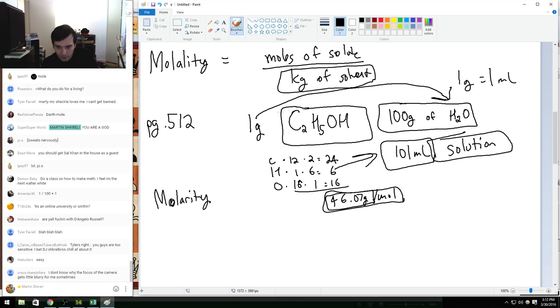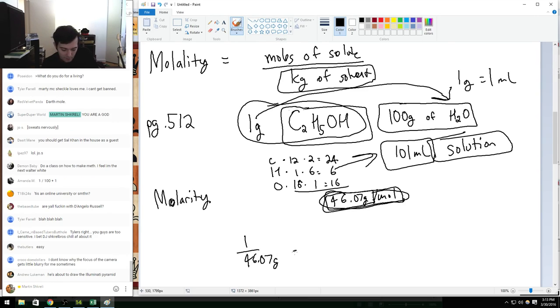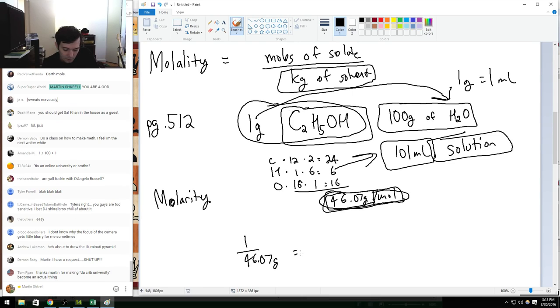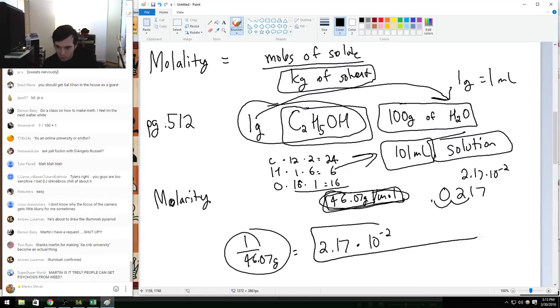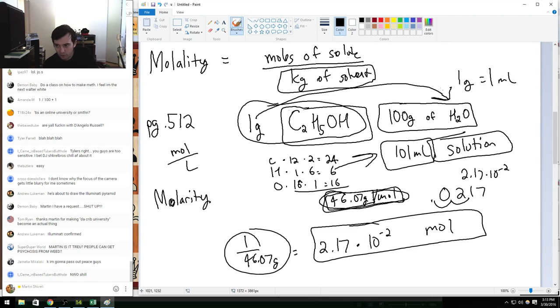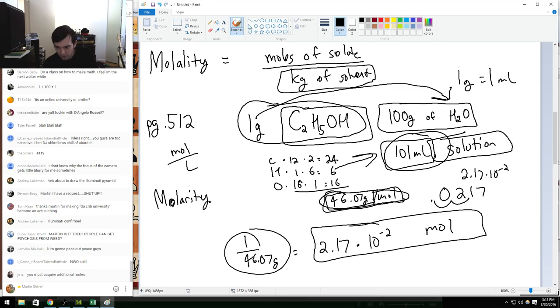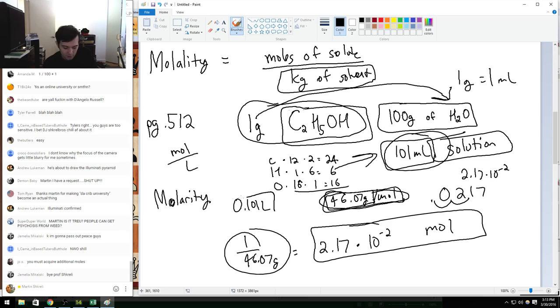So in any event, we have 1 gram of ethanol, which means we have a lot less than a mole. In fact, we have precisely 1/46 of a mole. Well, we can actually just calculate it. 1/46 of something is 2.17 times 10 to the negative second. So this is how many moles we've got. And we know molarity, it's what? Moles over liters. So we've got to convert 101 milliliters to liters, so that's simple. That's just 0.101 liters, right?